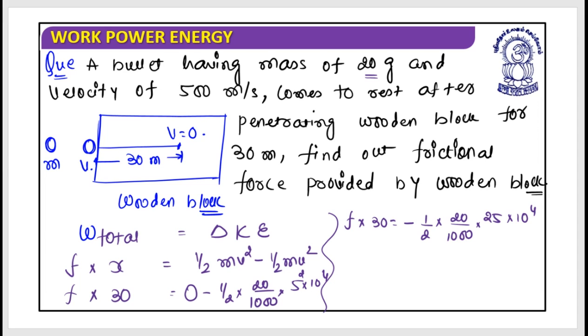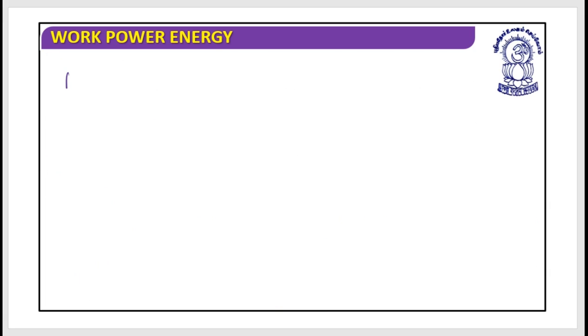So let's just try to get it done. So here it was minus 1 by 2 multiplied by 2 into 10 to the power 3 into 10 to the power 2 multiplied by 25 divided by 1000. Yes, this 10 to the power 3 has gone, this 2 has gone. This is 25 into 10 square, so 25 into 100. This is 2500. So F into 30 is equal to 2500.